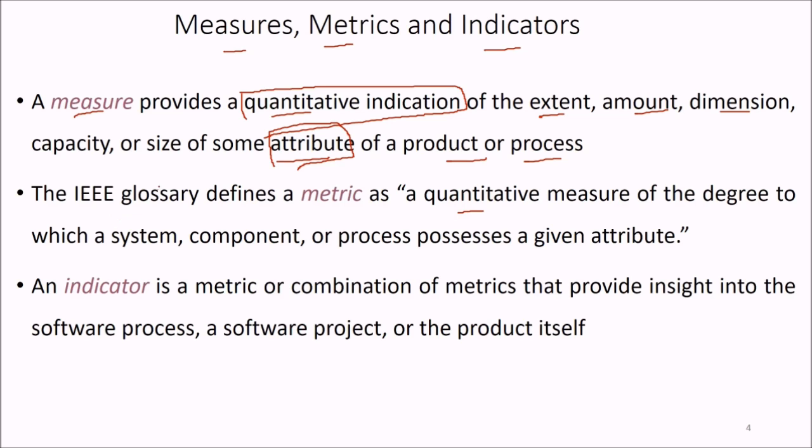In IEEE, metric has been defined like this: a quantitative measure of the degree to which a system, component, or process possesses a given attribute. Means, what is the quantitative measure of the degree to which this attribute is present in your software. You can understand like this. So an indicator is a metric or a combination of metrics. You can have one metric, two metrics, combined metrics that provide insight into the software process, the software project, or the product itself.